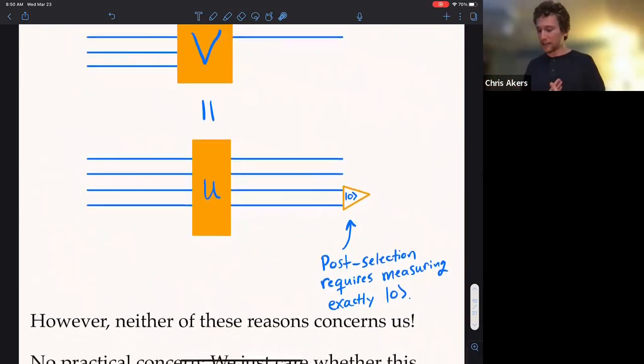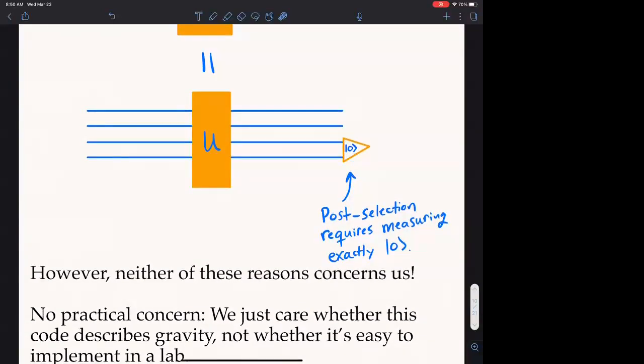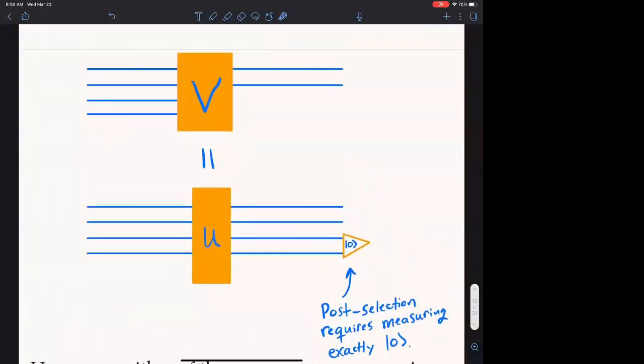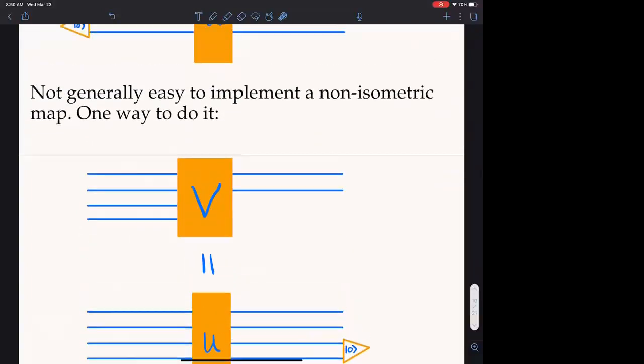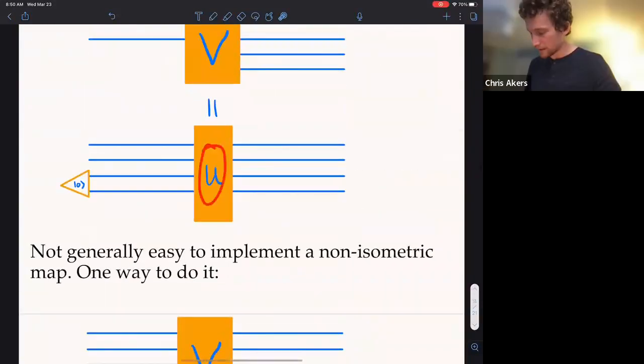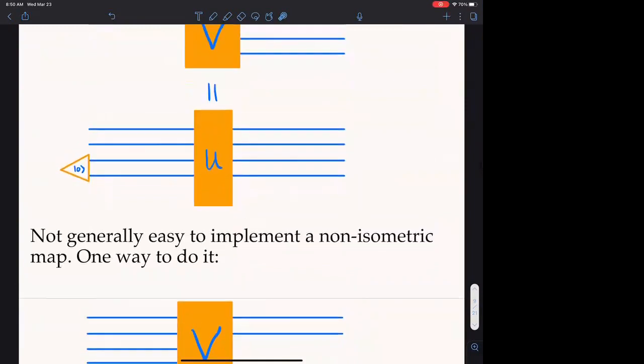Can I ask a question? Yeah. So couldn't you, I mean, if you just took this operator U here to be the inverse of the operator that you used in implementing the isometry? Yeah, this guy. Right. If you just took the inverse of this operator, wouldn't that do the job?